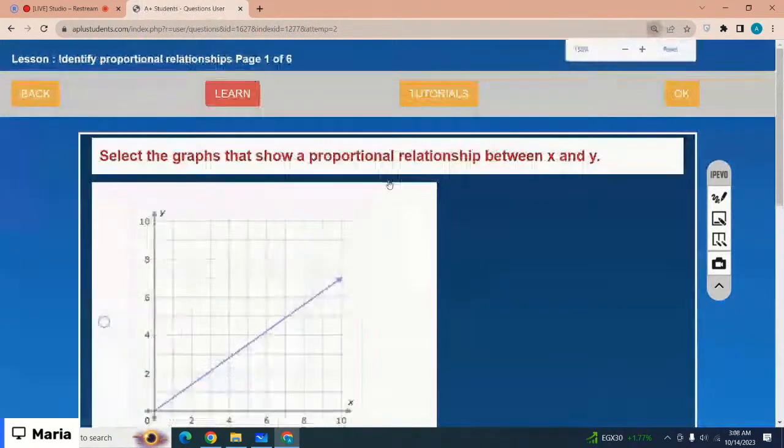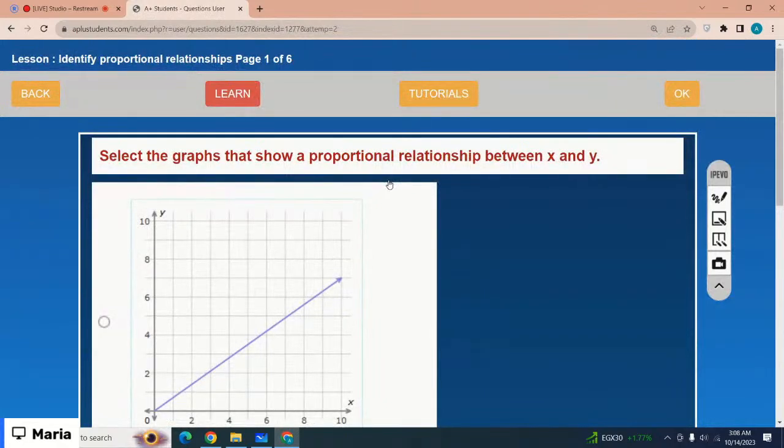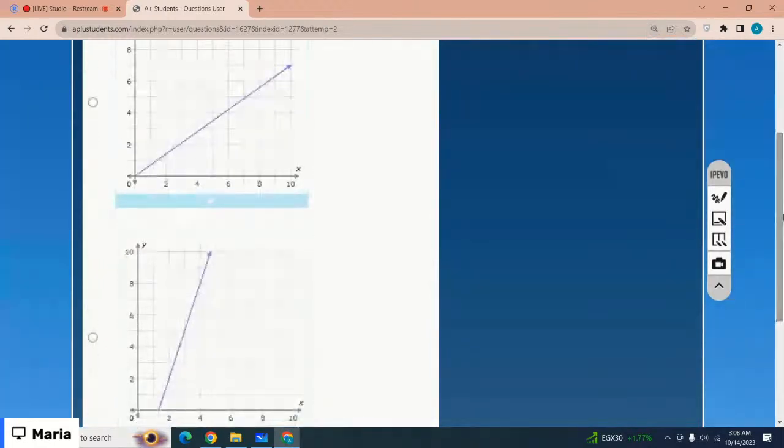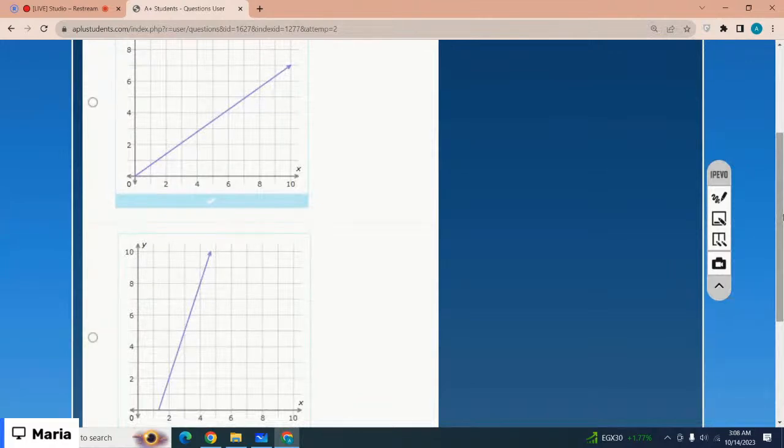Select the graph that shows a proportional relationship between x and y. So you have to see which graph shows the proportional relationship. Here are two graphs you are given. So which is the correct option, one or two? Option number one is the correct option. Both the graphs are straight lines, right? But the graph in option one is the one that passes through the origin. So for the proportional relationship, it is important that the graph must pass through the origin. So option number one is the correct option. Got it?